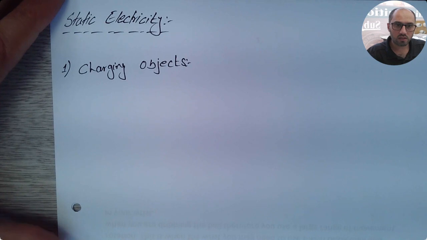In this video, we'll go over the main concepts from the topic called static electricity. In this topic, you will need to know about three things. The first one is charging objects. Second one is electric field around a charged object. And the third one is uses and dangers of static electricity. Let us have a look at the section called charging objects.